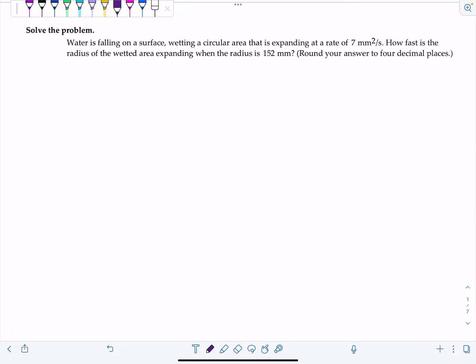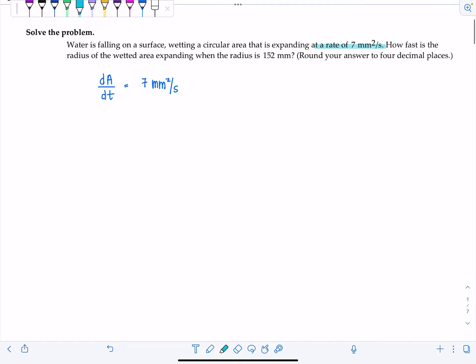So what you want to do right away is go through the problem, list out all the information that they've given you using appropriate notation. So here we can see it says the area is expanding at a rate of 7 millimeters squared per second. So that means the rate of change of the area, or dA/dt, with respect to time is equal to 7 millimeters squared per second. All of your derivatives when you're working on related rates problems will be with respect to time. That's what a rate is, how something is changing with respect to time.